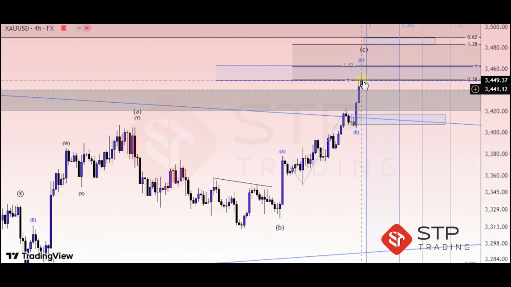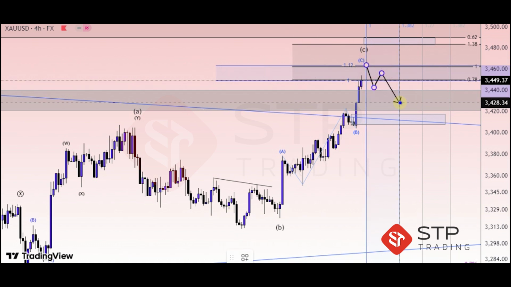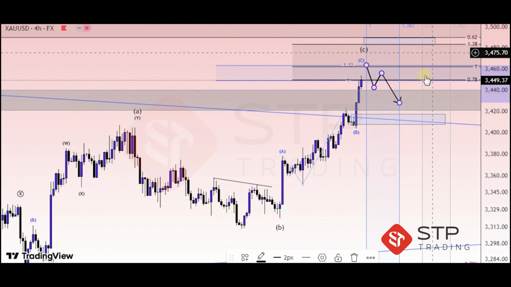Based on the three-wave structure of the chart, we expect the completion of wave C and the current bullish trend at the 78% or 100% levels, which could create a trend reversal in this area and we might witness the start of a corrective trend.